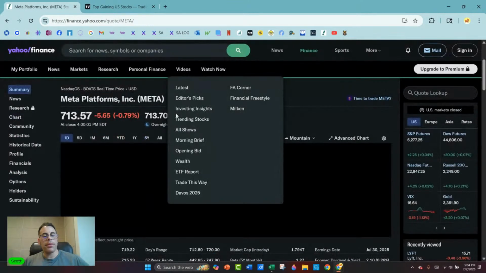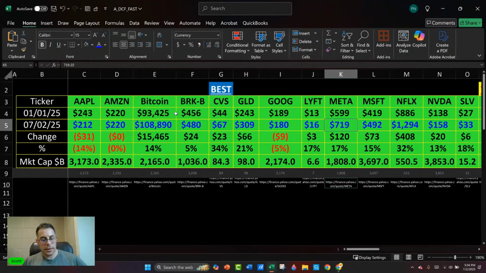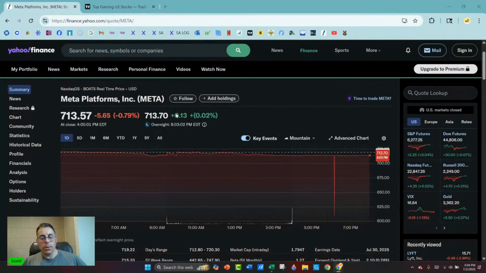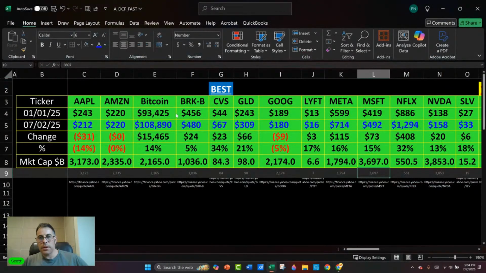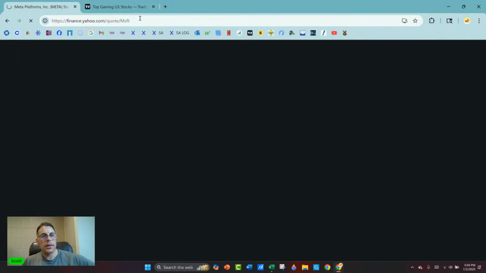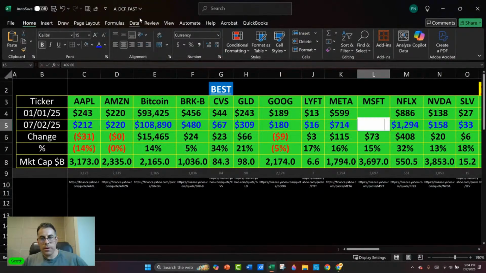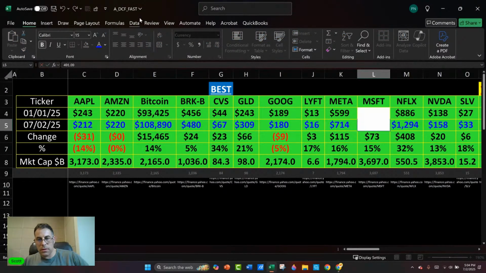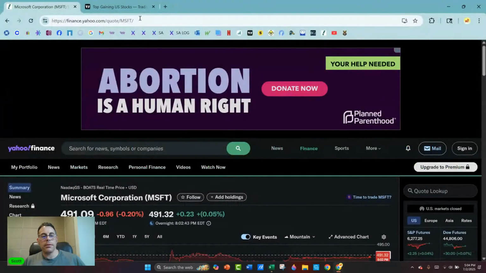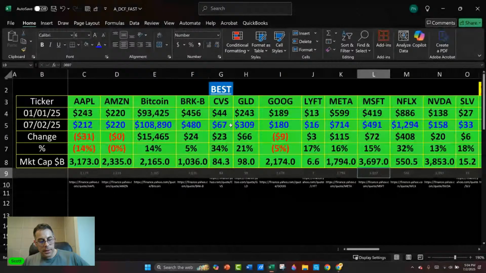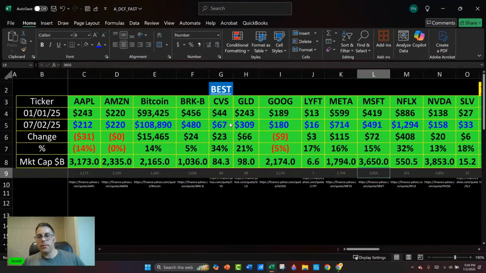XRP 713.57. And it's 1794. Microsoft. $491. And the market cap of Microsoft, 3650.